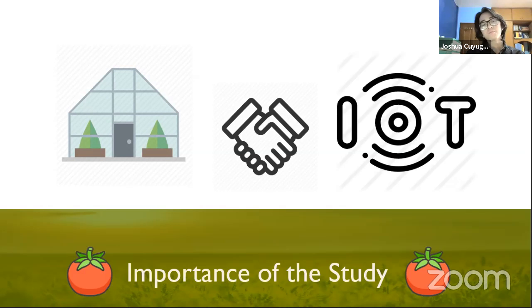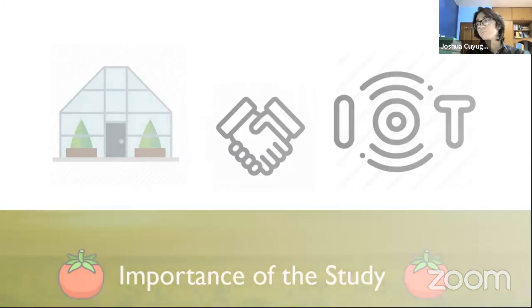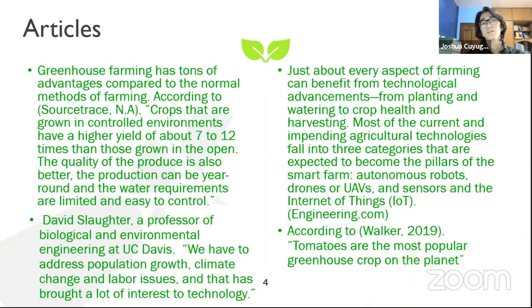So here are the supporting articles for what I've said. The first one supports that greenhouse farming does provide yield higher than the normal methods of farming, which is in the field under the harsh conditions of the weather, the pests and other things.